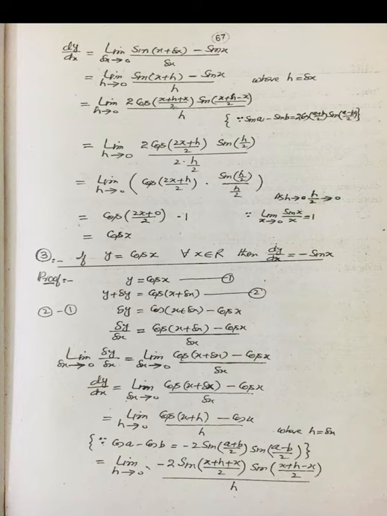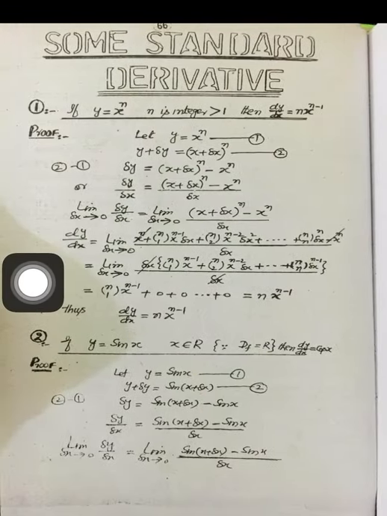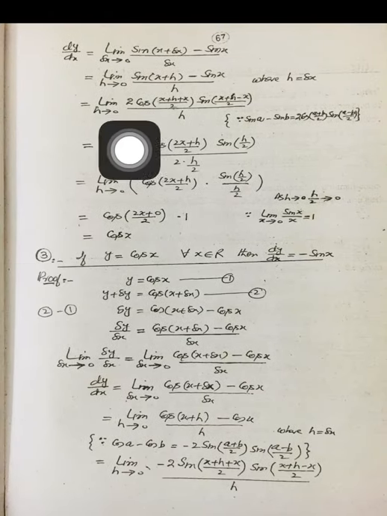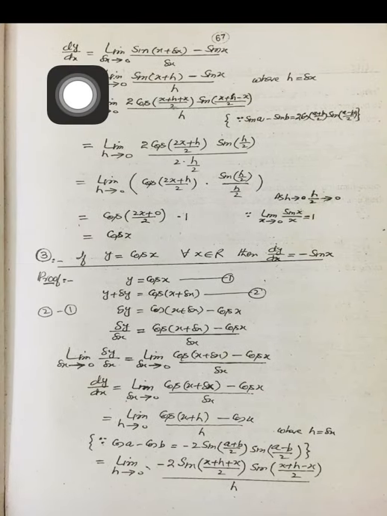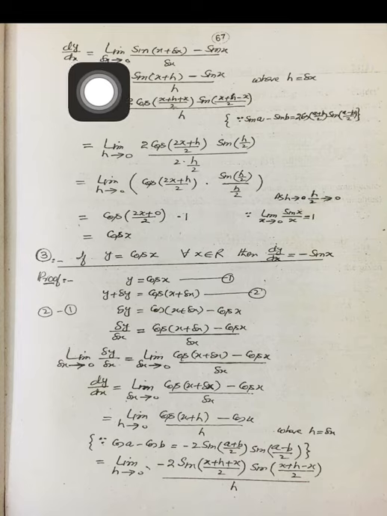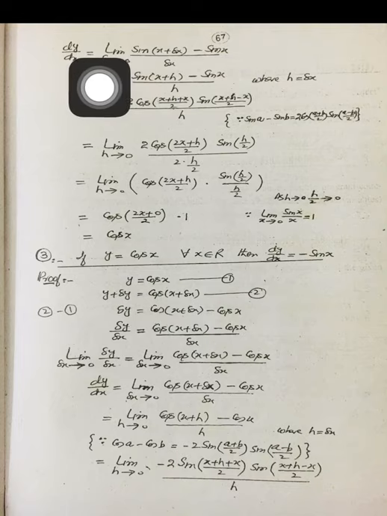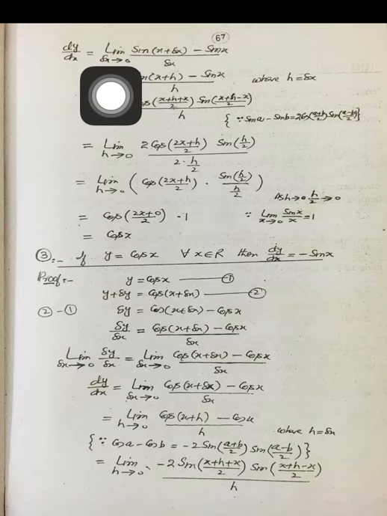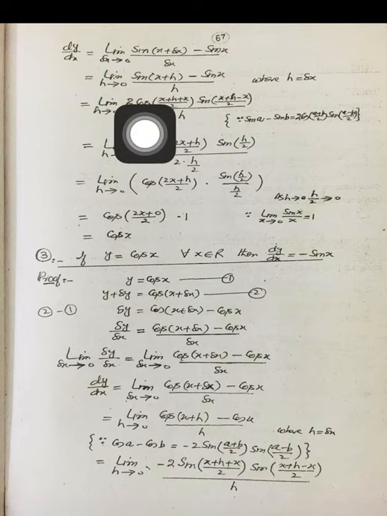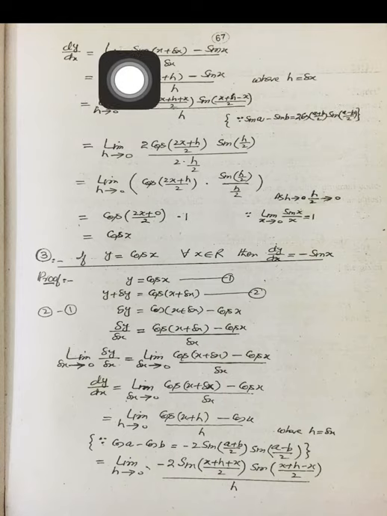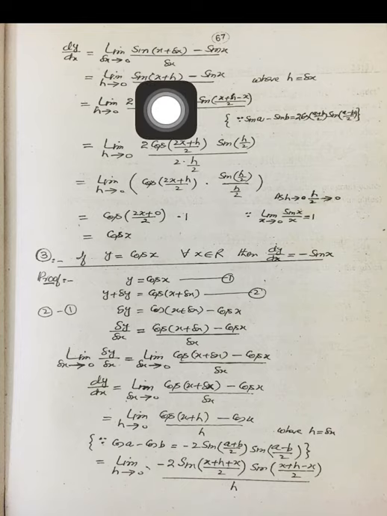Now in the next step, I write in the place of the limit del x approaches 0 of del y over del x, dy over dx. So dy over dx equals this term. Now in the next step, I am going to let del x equal h. So limit h approaches 0 of sine of x plus h minus sine x over h.